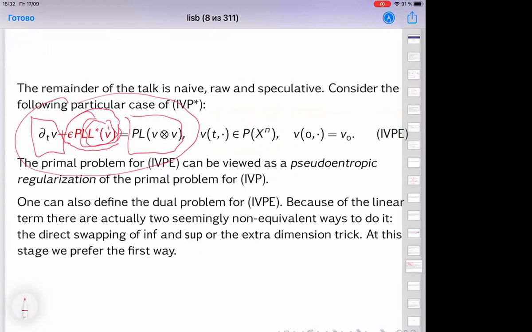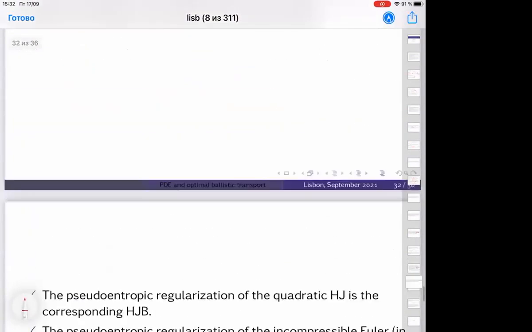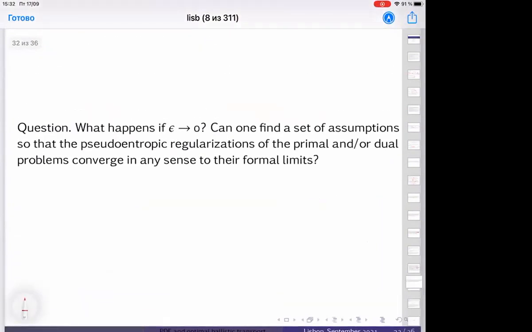In particular, I can play with some example, but let me first ask a question. The natural question is, of course, what happens if epsilon goes to zero? Can you find a set of assumptions in this abstract framework under which your entropic regularization goes to the formal limit, when the regularization goes to the original problem?